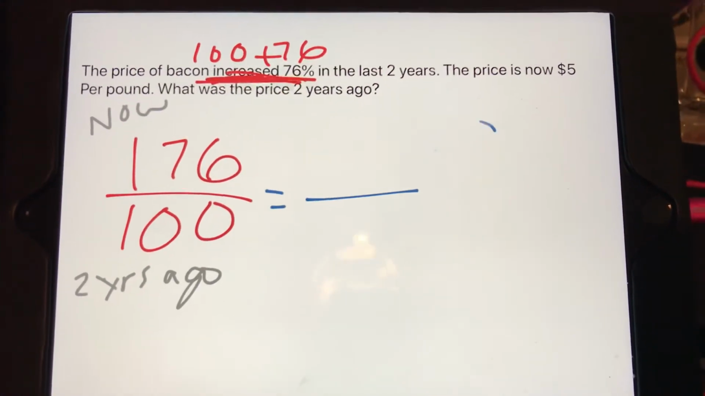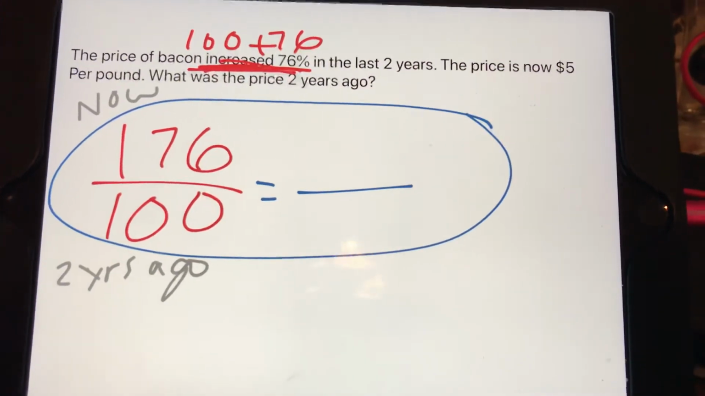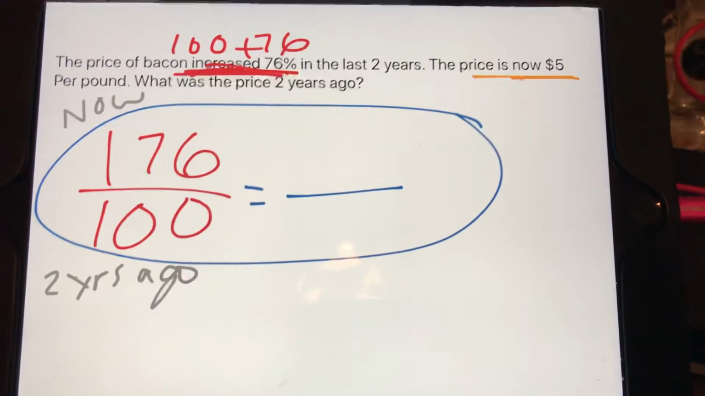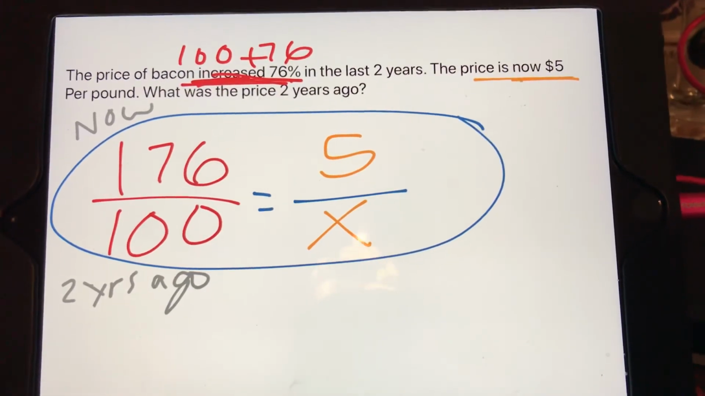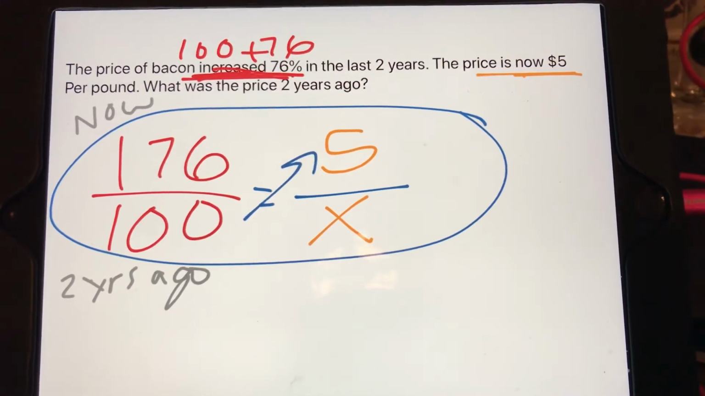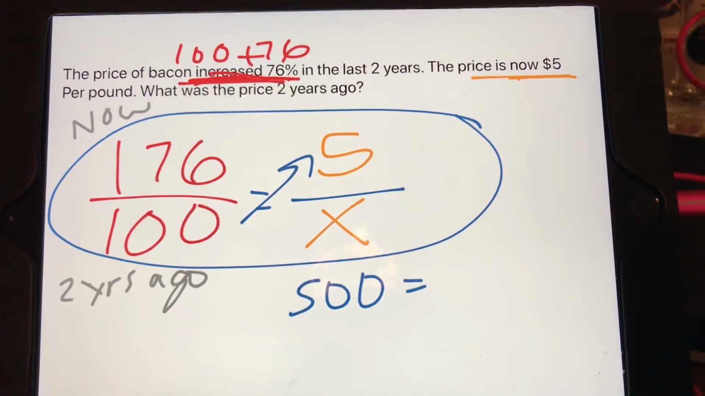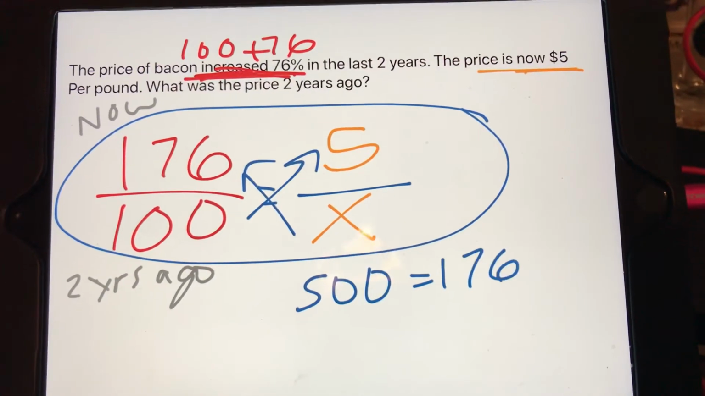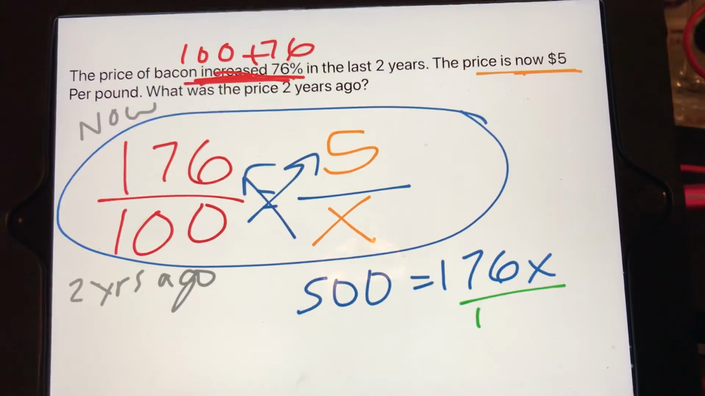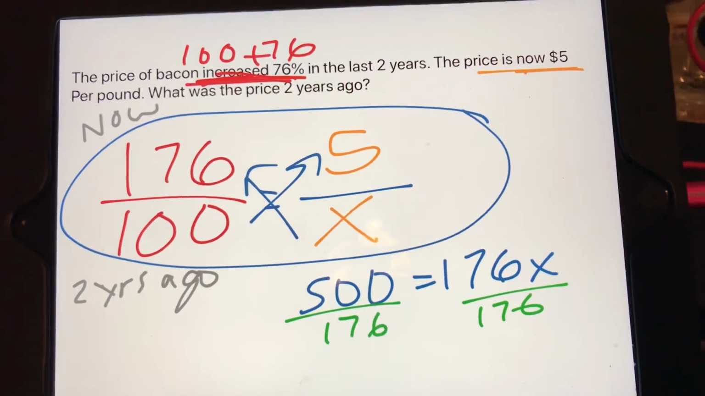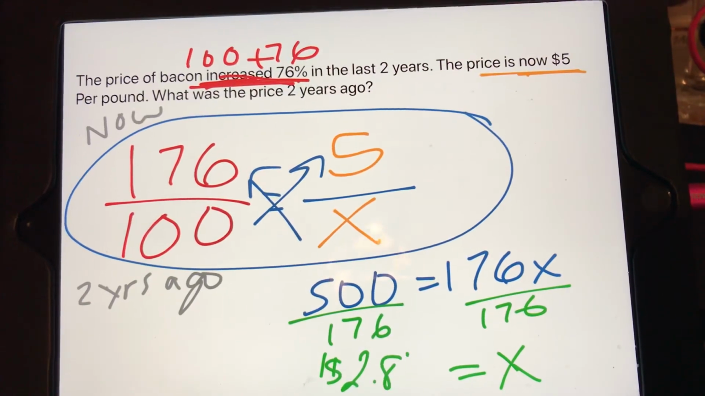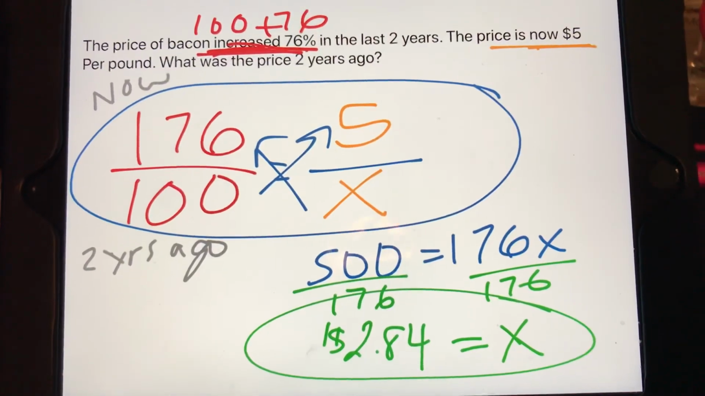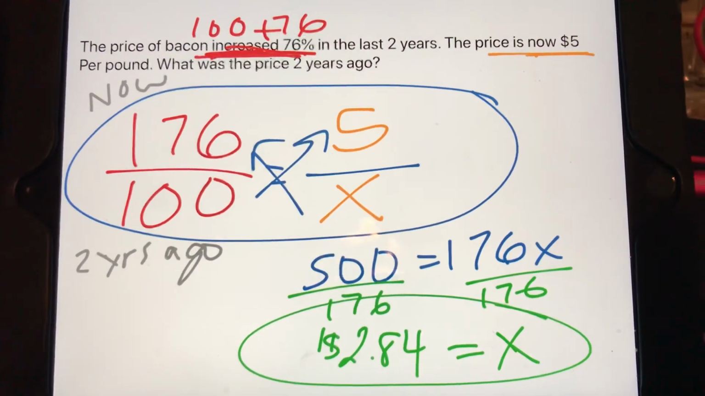So now when I'm thinking about the other half of my proportion, it says the price is now $5. So that goes in the numerator. 2 years ago is the denominator. So once again, I cross multiply. 500 equals 176x. I divide by 176. And 2 years ago, the price of bacon would have been $2.84 per pound based on this problem.